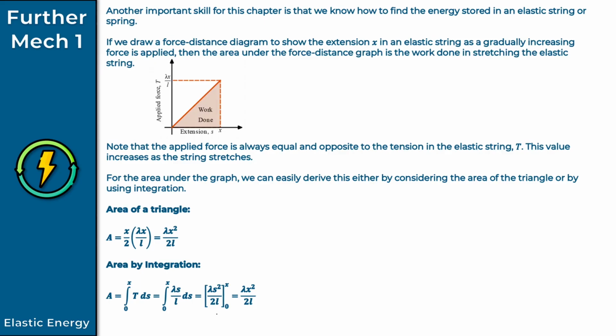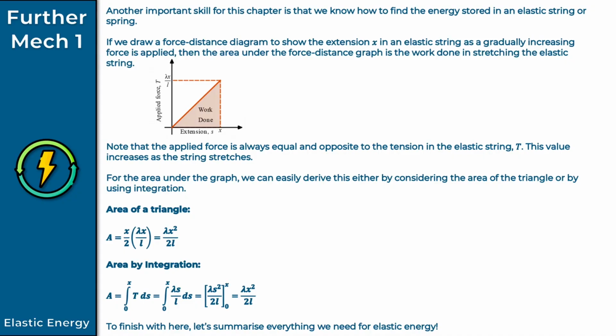If we evaluate this with respect to s, we simply get lambda times s squared over 2L. Now, what we need to consider is what this would be once we substitute in our limits, so basically just replace s with x. Obviously the 0 has no effect, it just gives you 0. In that case, this evaluates to give us lambda times x squared over 2L. And you should get the exact same result. If you don't, then clearly something's gone wrong, because no matter what, you should get the same result.